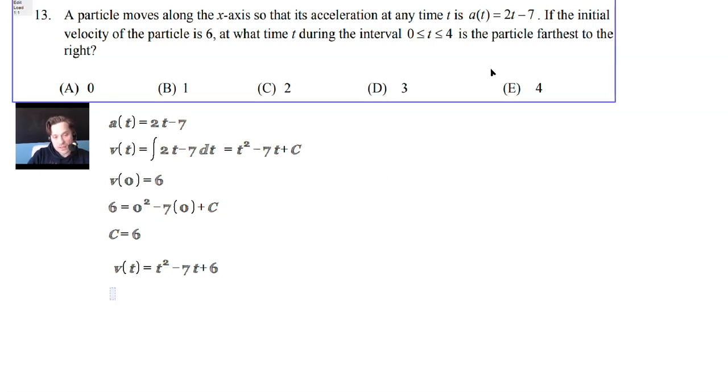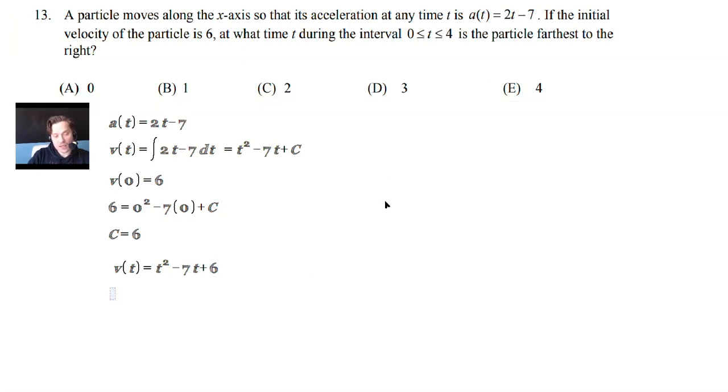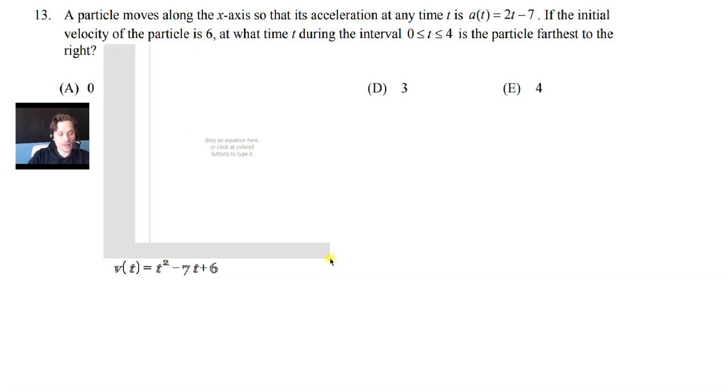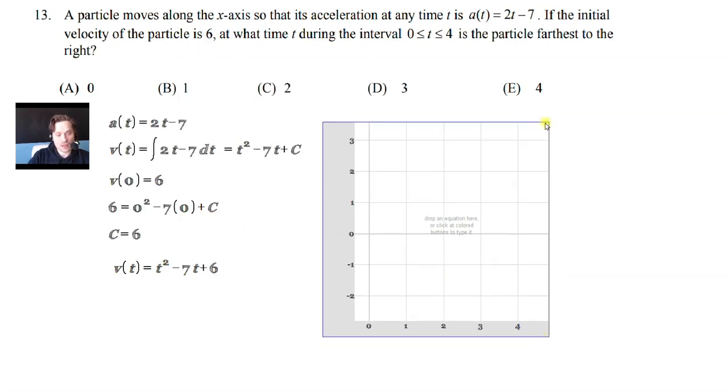This phrase that says, at what time t during the interval from 0 to 4 is the particle farthest to the right, what does that mean? You're going to the right, you stop for a second, and then you turn, and you go in the opposite direction, to the left that is. So let's add a graph here to help us understand things a bit better. Look at this graph right here. I'm going to graph the velocity function versus time, so t squared minus 7t plus 6.